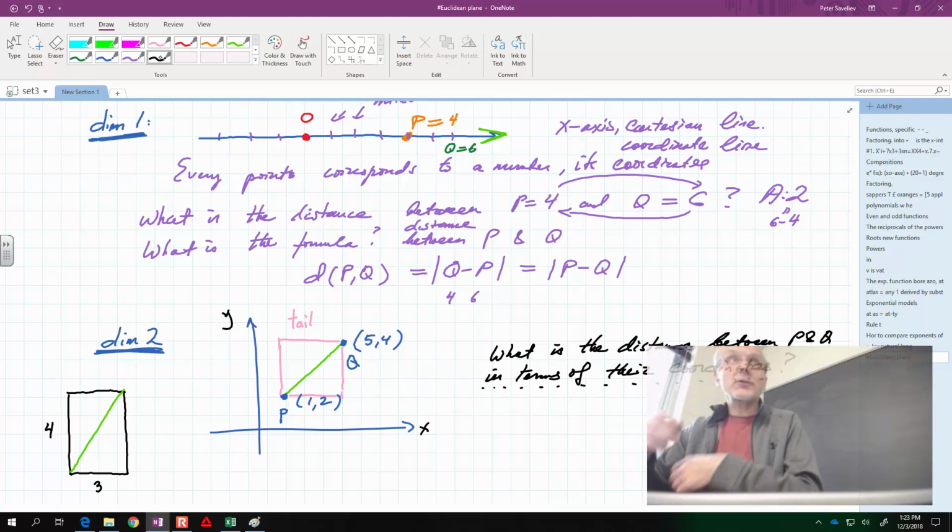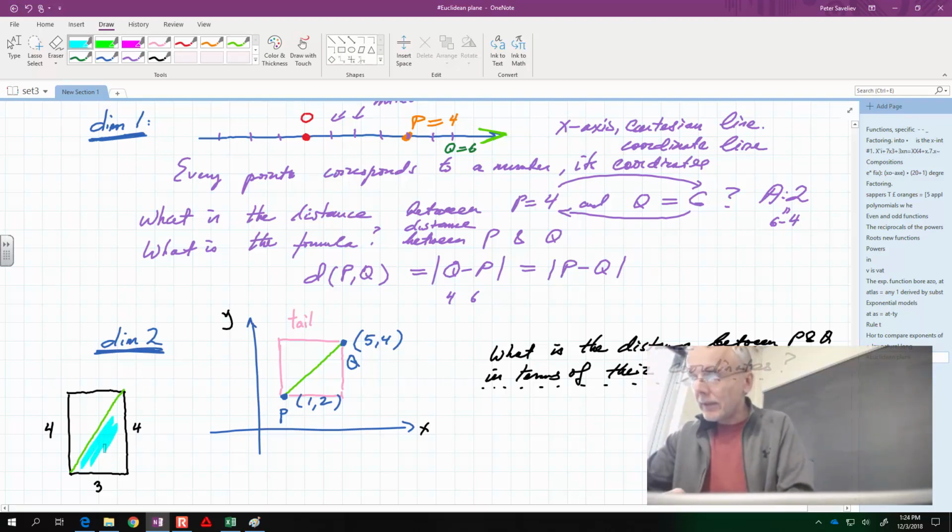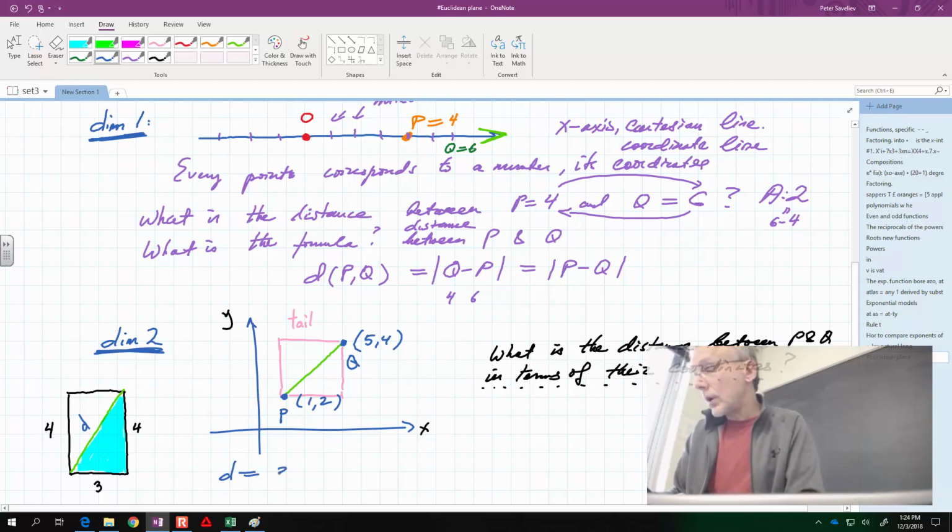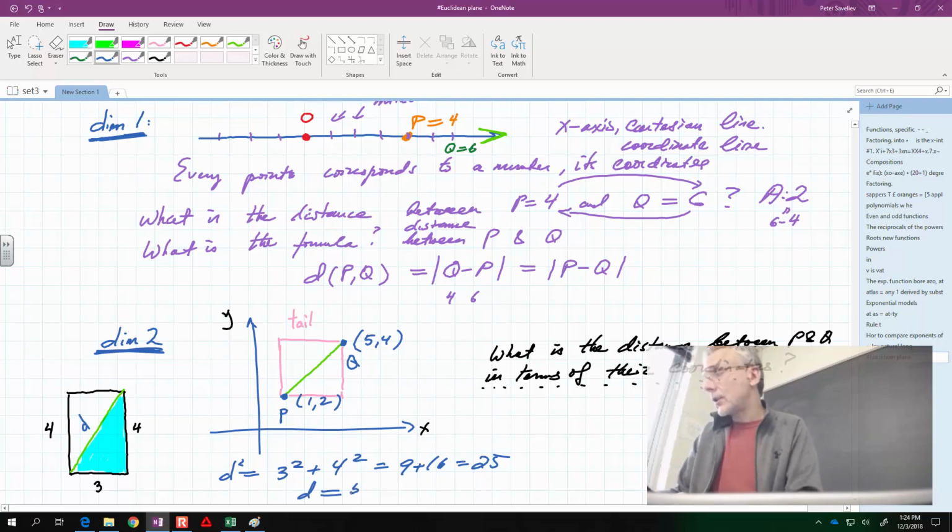Indeed, once you see a triangle here, that becomes clear, right? This is my triangle. It happens to be a right triangle. Why? Because it is a rectangle, which means that the base angle on the right is in fact a right angle. The diagonal is in fact the hypotenuse, right? So D squared is equal to 3 squared plus 4 squared. So 9 plus 16 is equal to 25. And you can say that D is equal to 5.